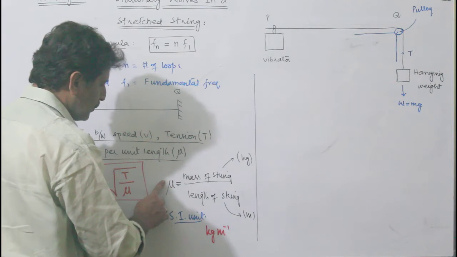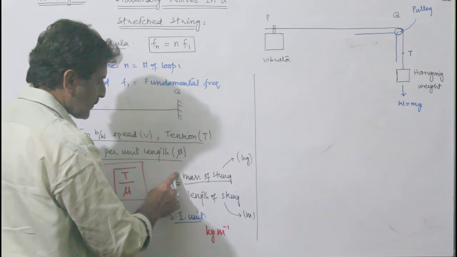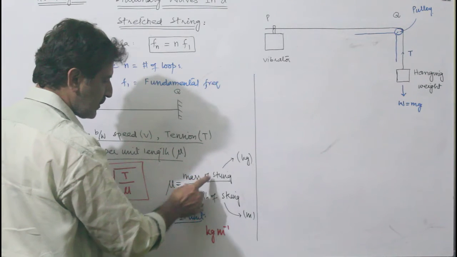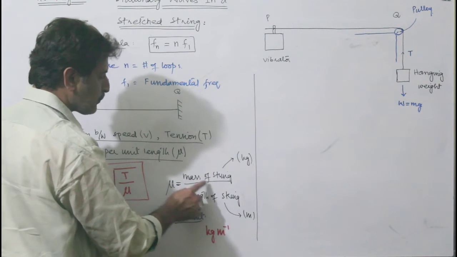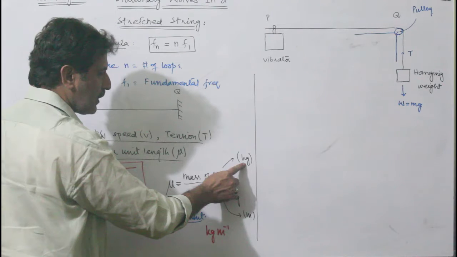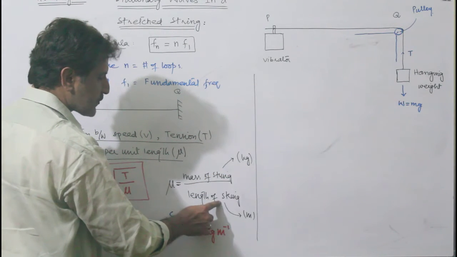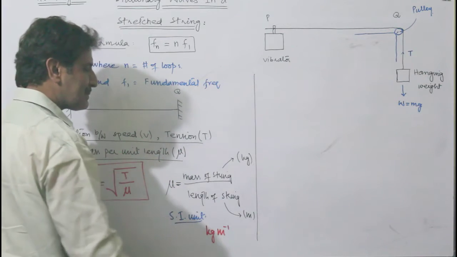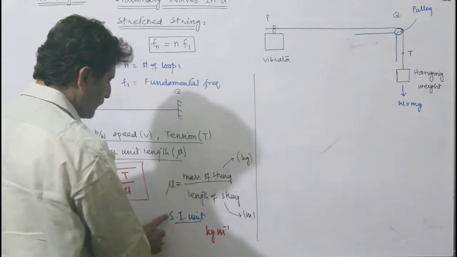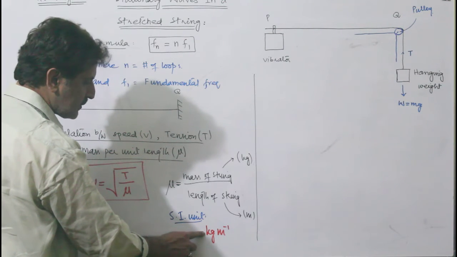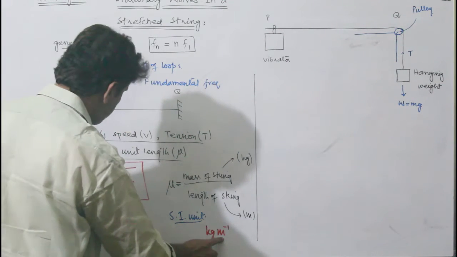To calculate the mu, that is the mass per unit length, we can use the formula here, that is mass of the string divided by length of the string. This mass of the string can be calculated in kg, and length of the string is measured in meters. So we have the SI unit for the mass per unit length. Mass per unit length is kg per meter.